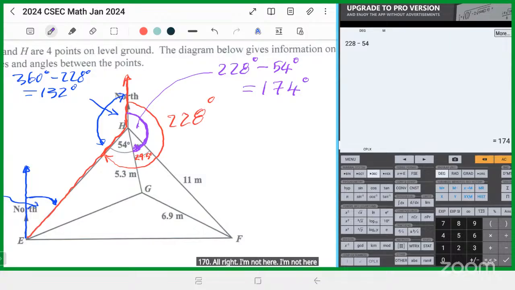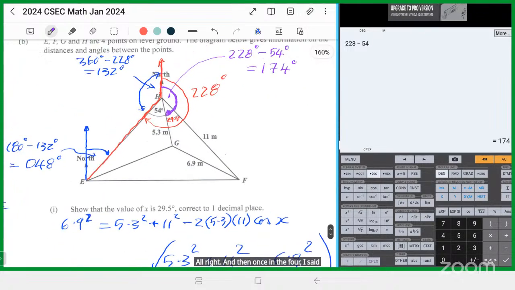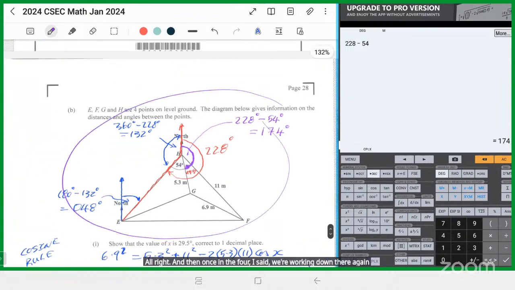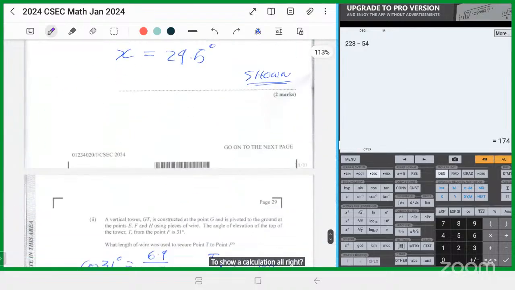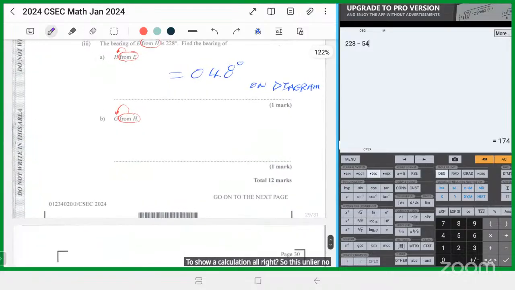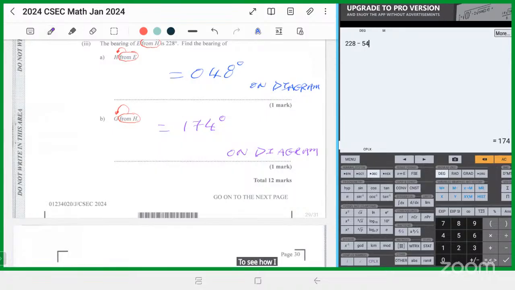All right, 174. And then we're going to write 174 and say workings on the diagram again. So I'm leaving these markings on my diagram to show how I get my calculation. So this angle here now is equal to 174 degrees. And again, check the diagram, please. I'm telling the examiner to look at the diagram to see how I got my 174. All right, so that is it. Question done. One question left.